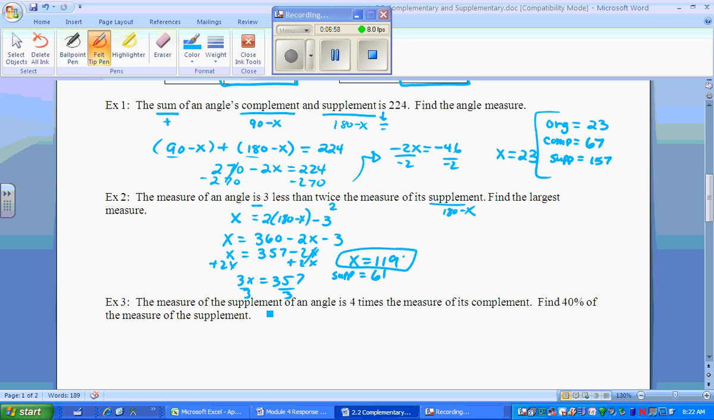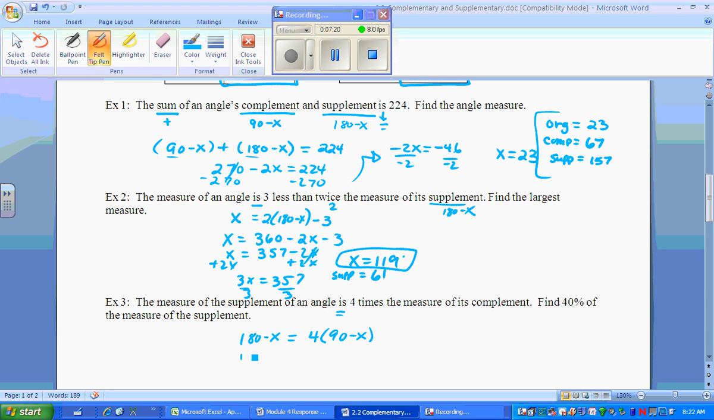Number 3, the measure of the supplement of an angle is 4 times the measure of its complement. So the measure of the supplement of an angle, here's the equal sign, is 180 minus x, there's your equal sign, 4 times the measure of its complement, which is 90 minus x. We need to solve this.